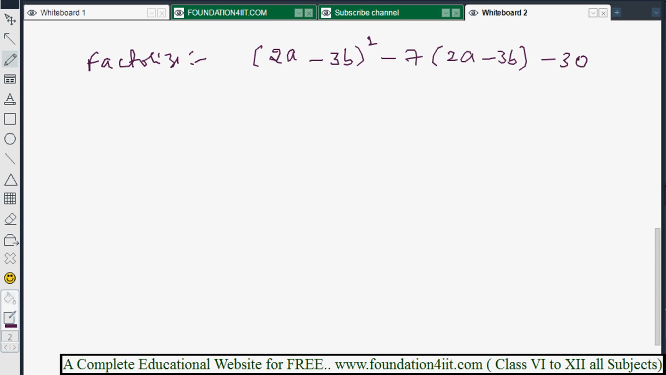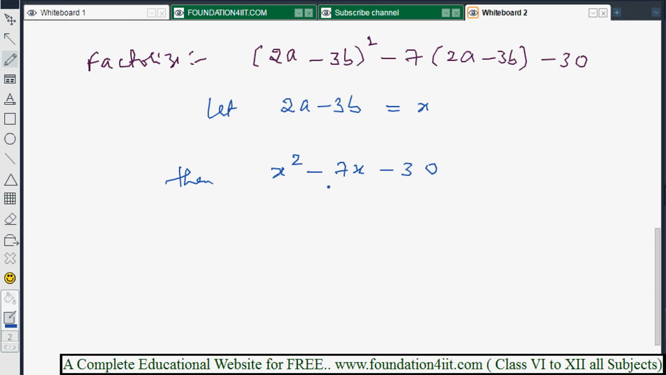So what should I do? Here 2a minus 3b is the same in the first and second terms. So let us take it as some x. Like these questions, any question you get, let 2a minus 3b be x. Now in the place of 2a minus 3b, substitute x. Then we get x square minus 7x minus 30. Now it is the same as the previous problems, which are already solved.